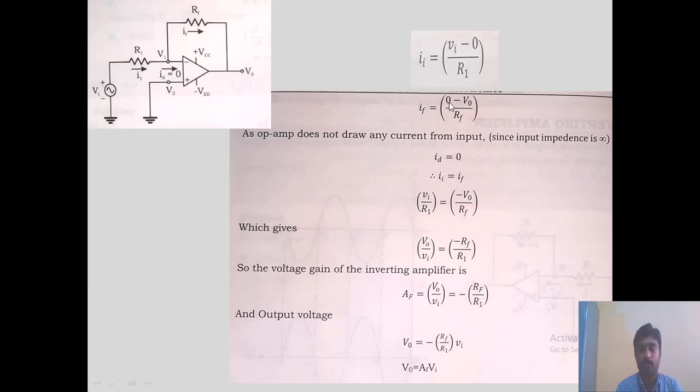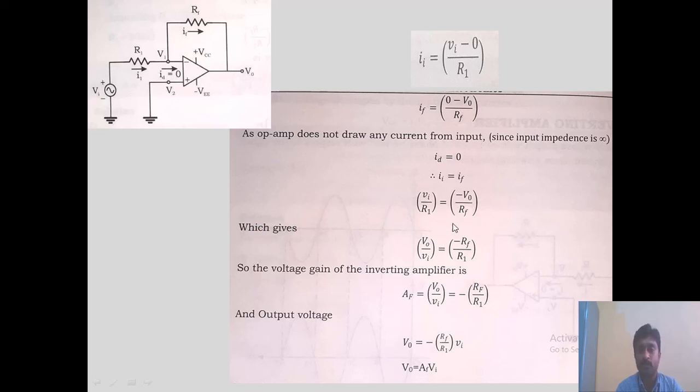That's why IF is equal to 0 minus V0 divided by RF. We know that the current flowing through R1 is I1 and the current flowing through RF is IF, and these two are equal. That's why you can equate these two expressions: V1 by R1 is equal to minus V0 by RF.